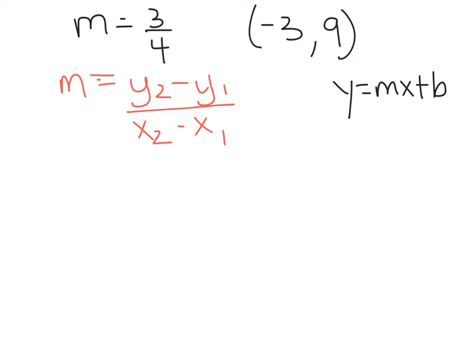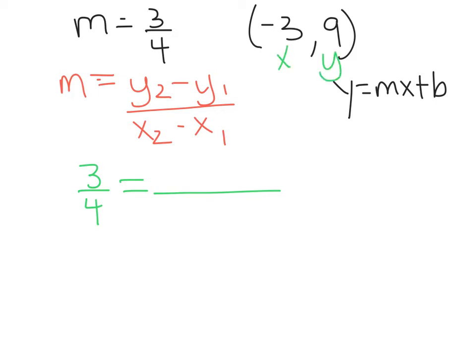m equals y sub 2 minus y sub 1 over x sub 2 minus x sub 1, and we plug in what we know from the problem. So I know m is 3/4 because it tells me it is, so I'm going to put 3/4 in for m equals. Now what you have to remember is this is an x and this is a y, but I only have one of them.